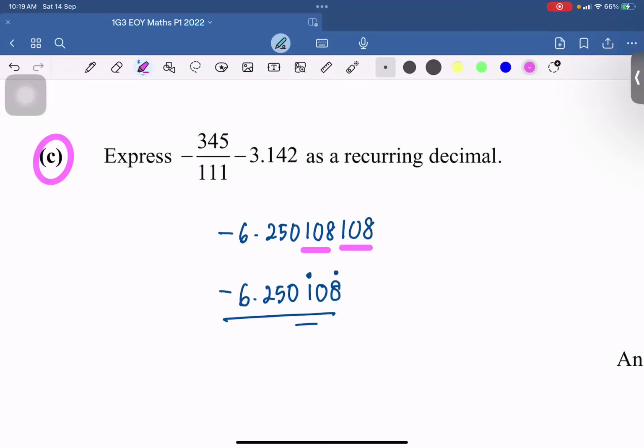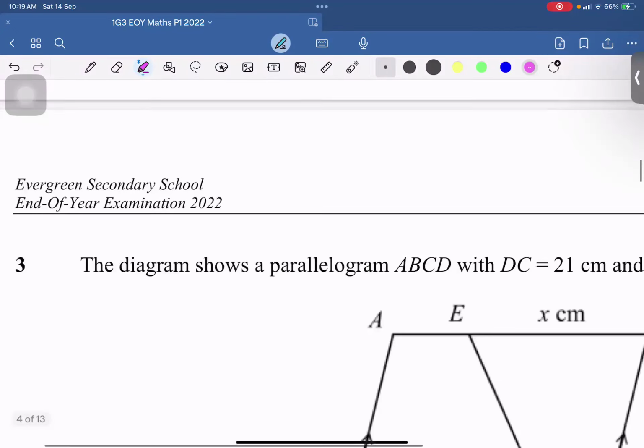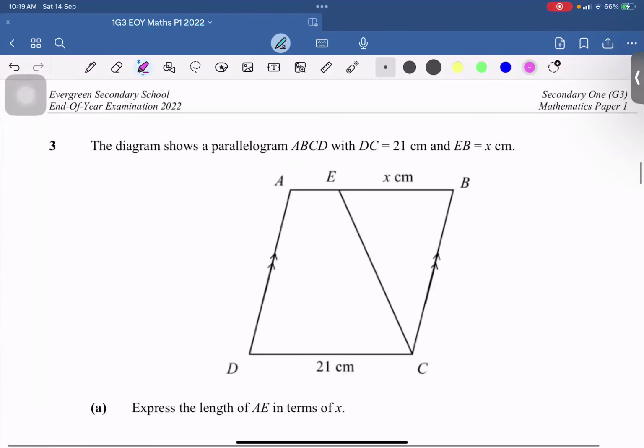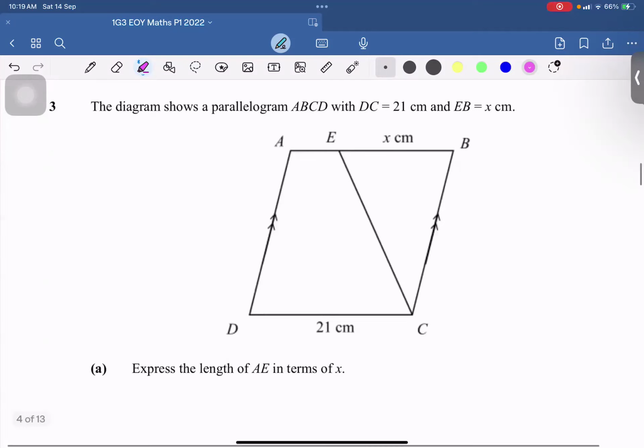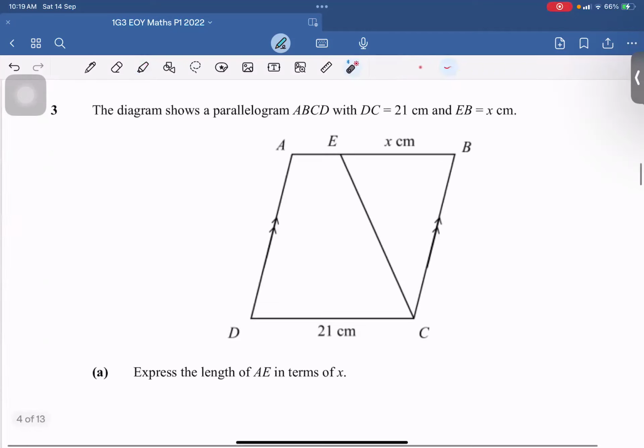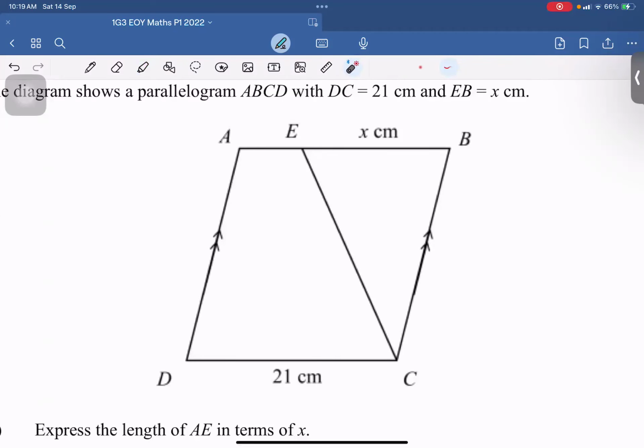Next question. Next question, I shall go through this one over here. This shows a parallelogram. What are the properties of a parallelogram? Give me two properties of a parallelogram. Two pairs of parallel lines. Thank you. Two pairs of parallel lines.